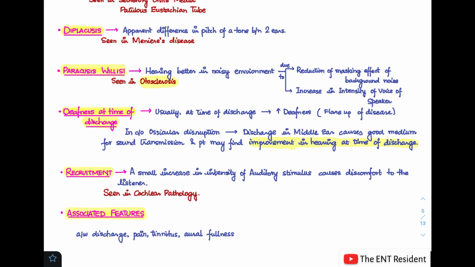Next is recruitment. Recruitment is a small increase in the intensity of an auditory stimulus which causes discomfort to the listener. This is more common in cochlear pathologies. Next are the associated features of hearing loss, which can be discharge, pain, tinnitus, aural fullness, etc.